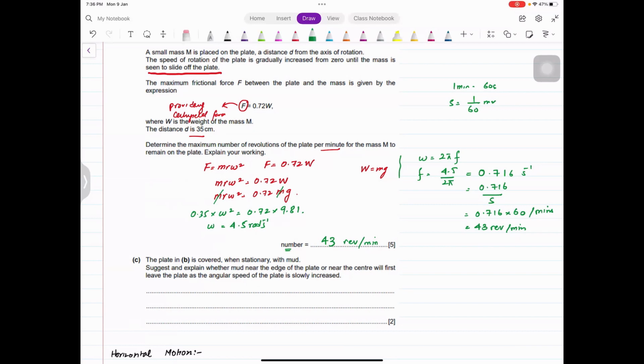So from this, we got to look at the equation. So F is equal to basically MR omega square, right? So we can say centripetal force required is larger for a larger radius because they're proportional like this. All right, see? Hence, as R increases, F increases. So the mud at the edge will fly off first. Is that clear, everyone?